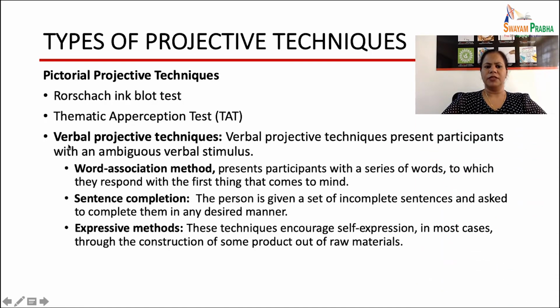Another type of projective technique is verbal projective technique. Verbal projective technique presents participants with an ambiguous verbal stimulus. So here the stimulus provided is a type of verbal sentence. It can be of different forms. One is the word association method.